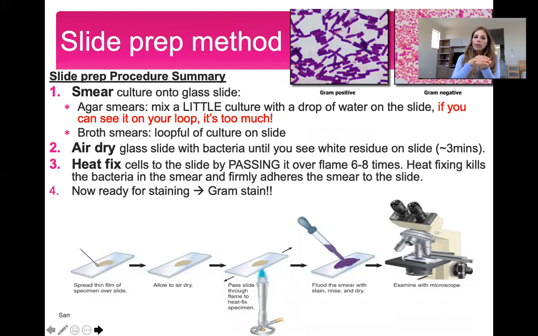So if you have a broth culture, meaning a liquid culture, you're just going to take your loop and take a couple loopfuls and put it on your glass slide, and then you're going to let it air dry for about 2 to 3 minutes. Then after that, we want those bacterial cells to stick on our slide. So that's called fixing. Whenever you want your cells to stick on your slide, you fix them. And the way we fix them is through heat. There's different fixation methods, but we use heat with the Gram stain. So you just pass your slide over the heat a little bit. And then now that you have your bacterial cells on a slide, you're ready to stain them.